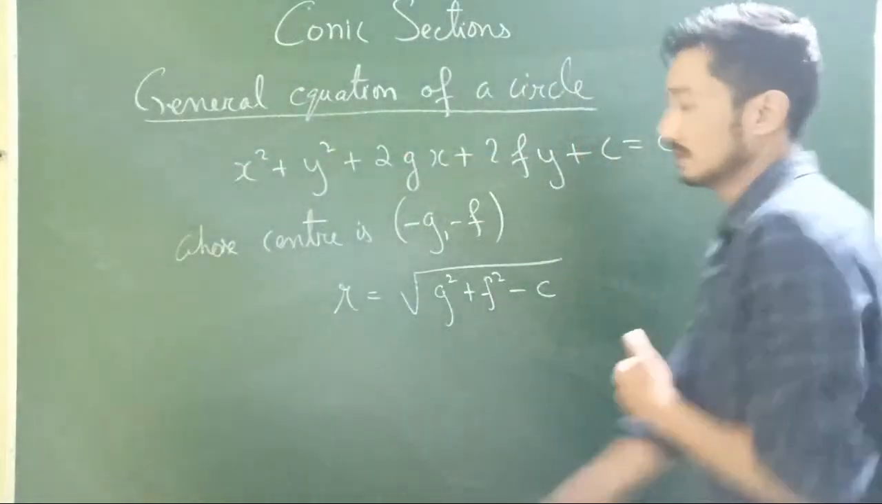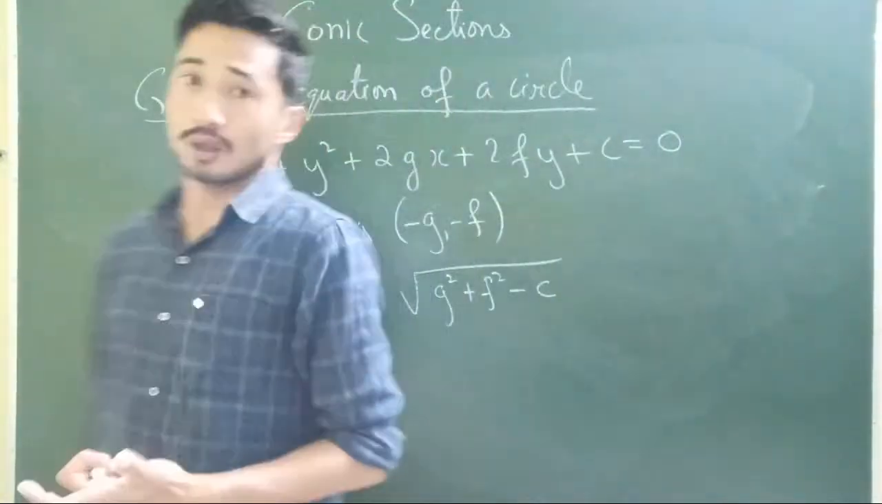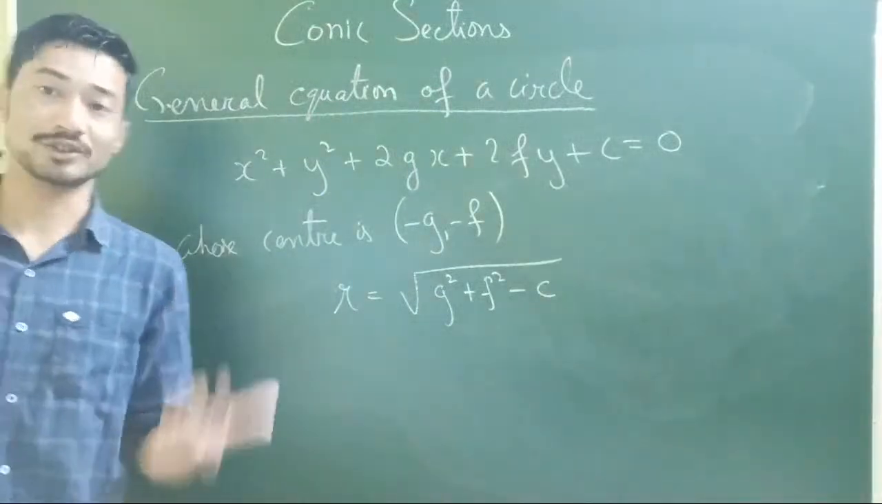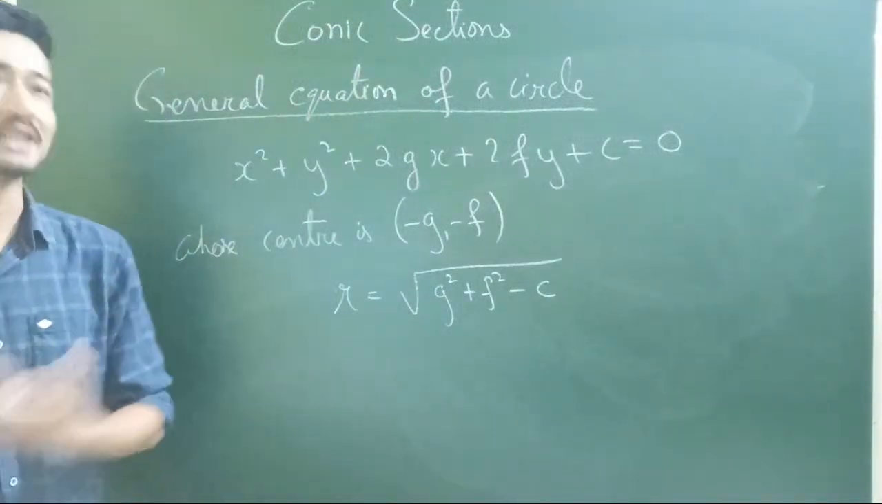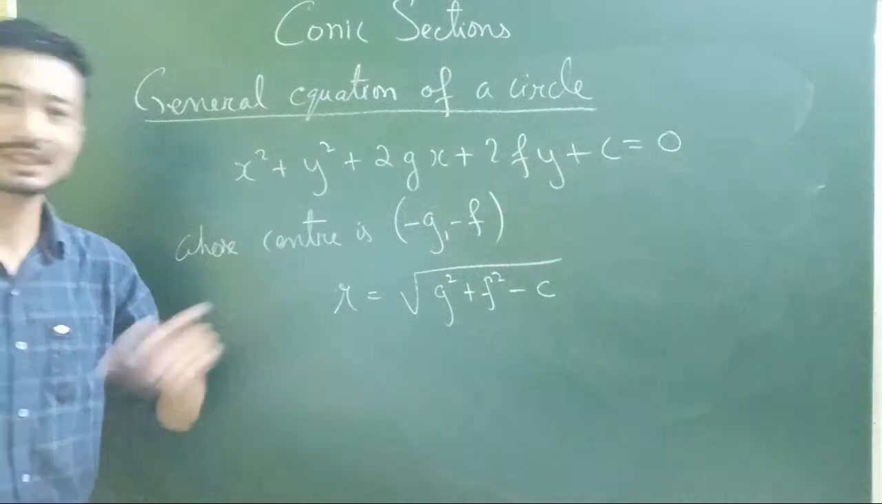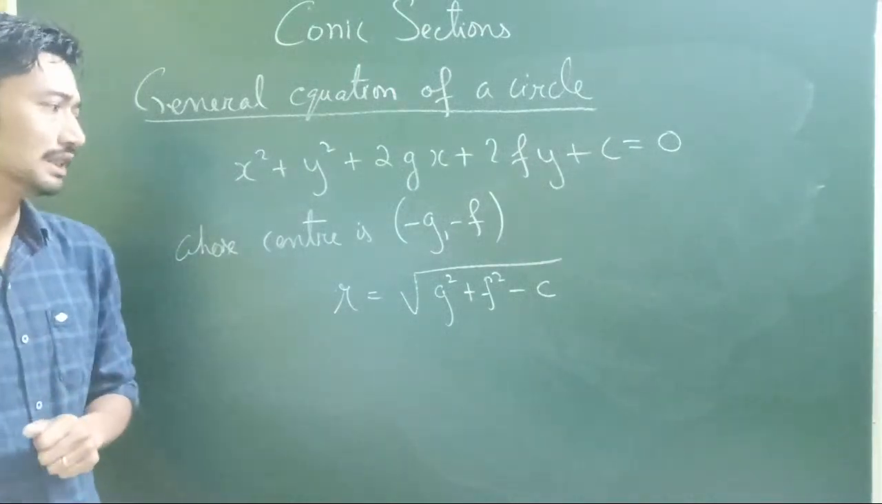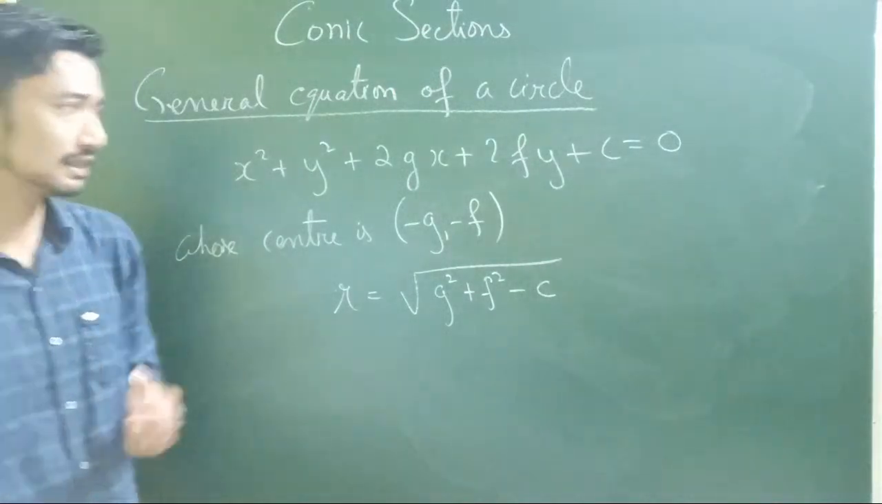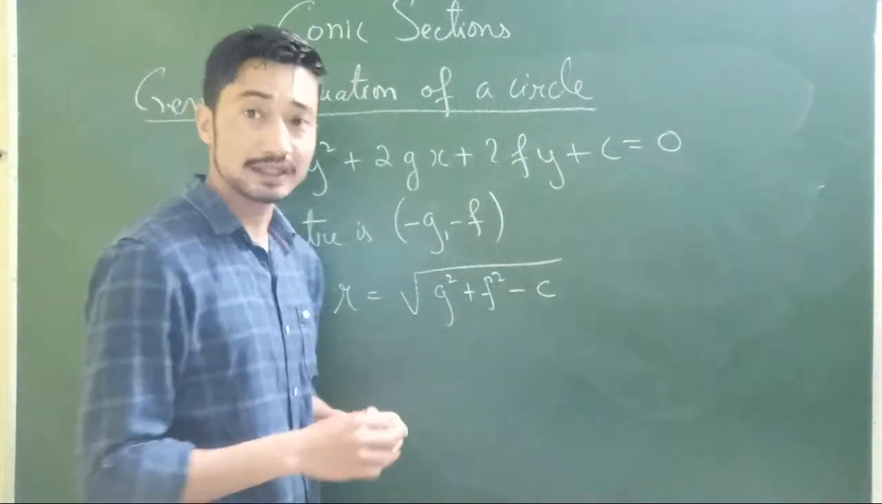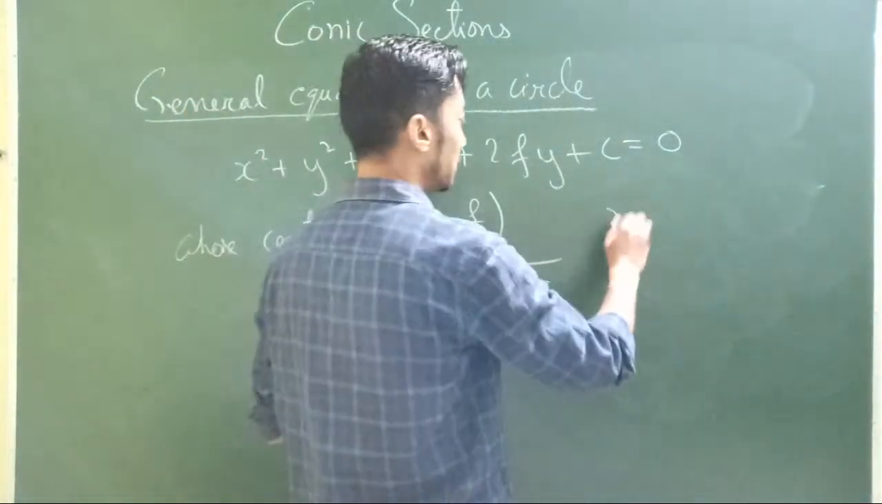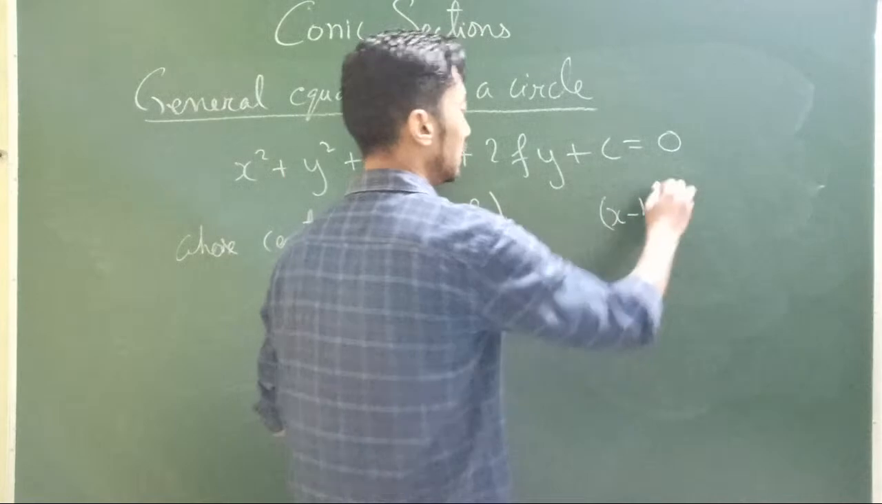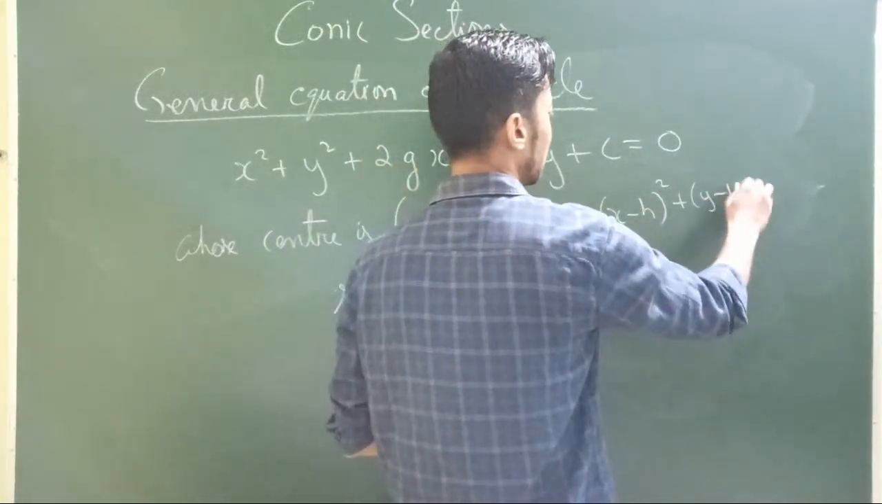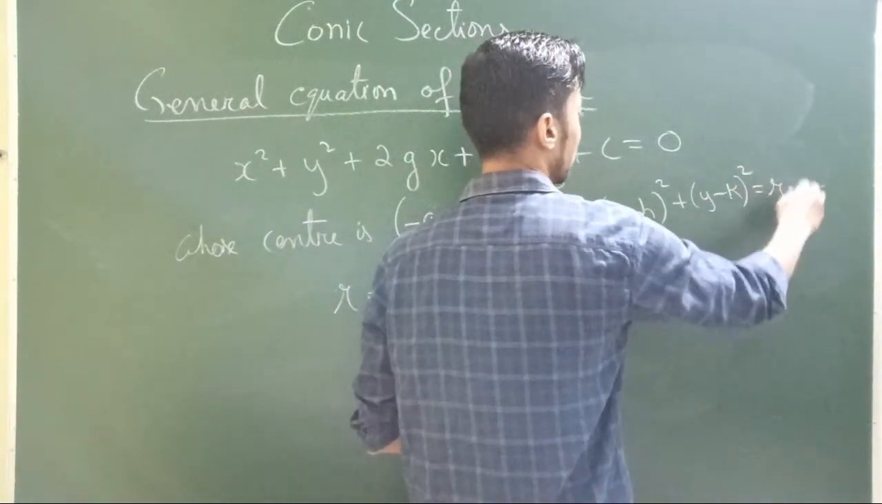Okay, now the difference is, there is no difference. But what is this standard form and what is this general form? As we've just seen, the standard equation, I'll just write here, was (x minus h) whole square plus (y minus k) whole square equal to r square.